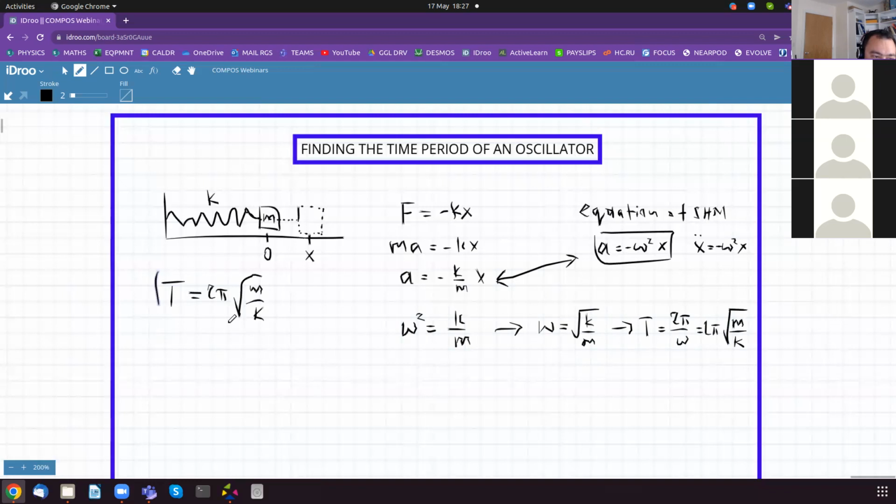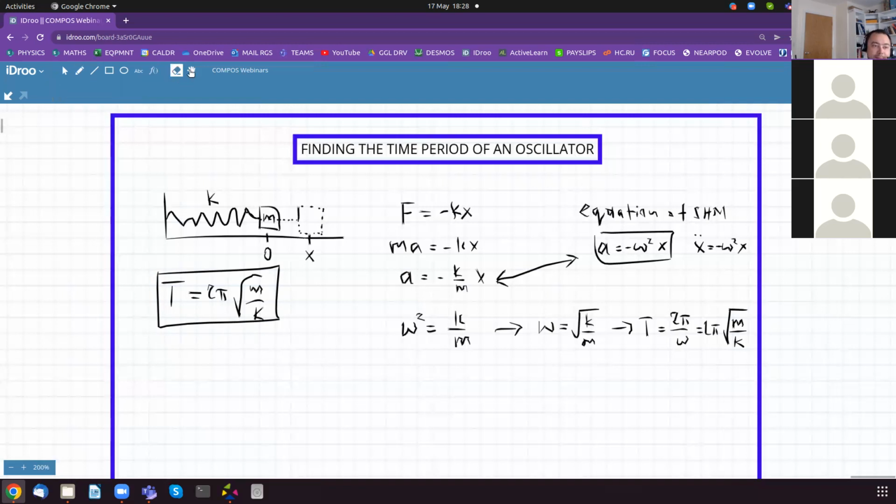And it kind of makes sense. If you increase the mass, the time period will increase. If you make a stiffer spring, the time period will decrease. It will vibrate faster. So the equation makes sense.